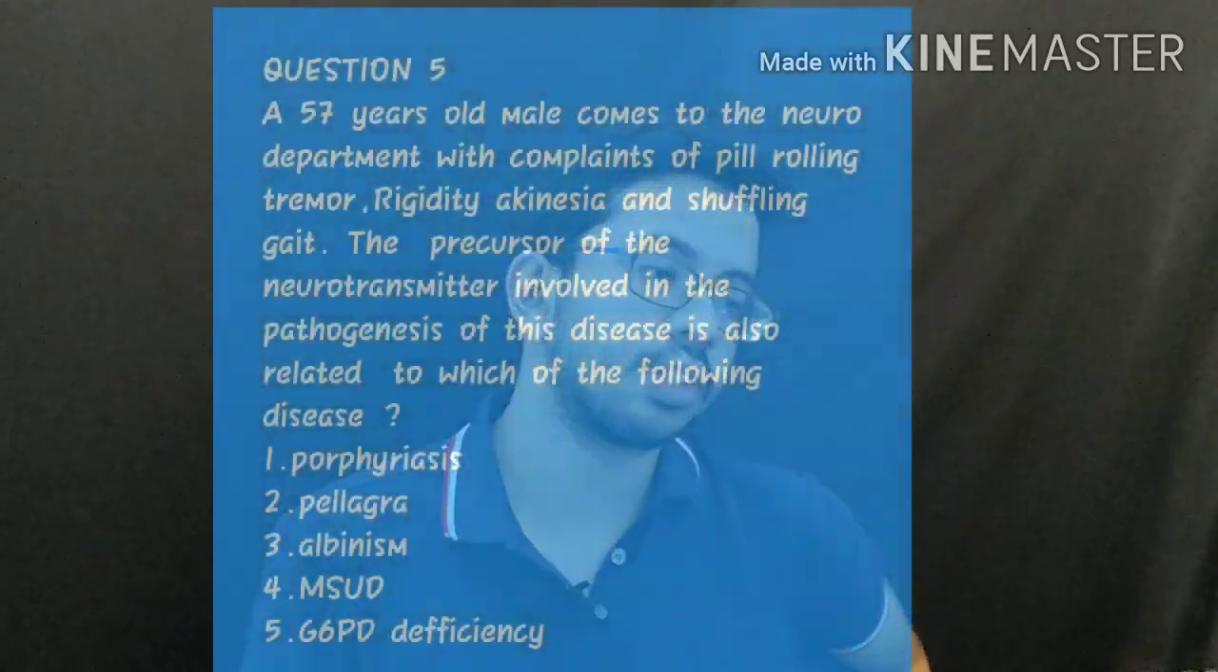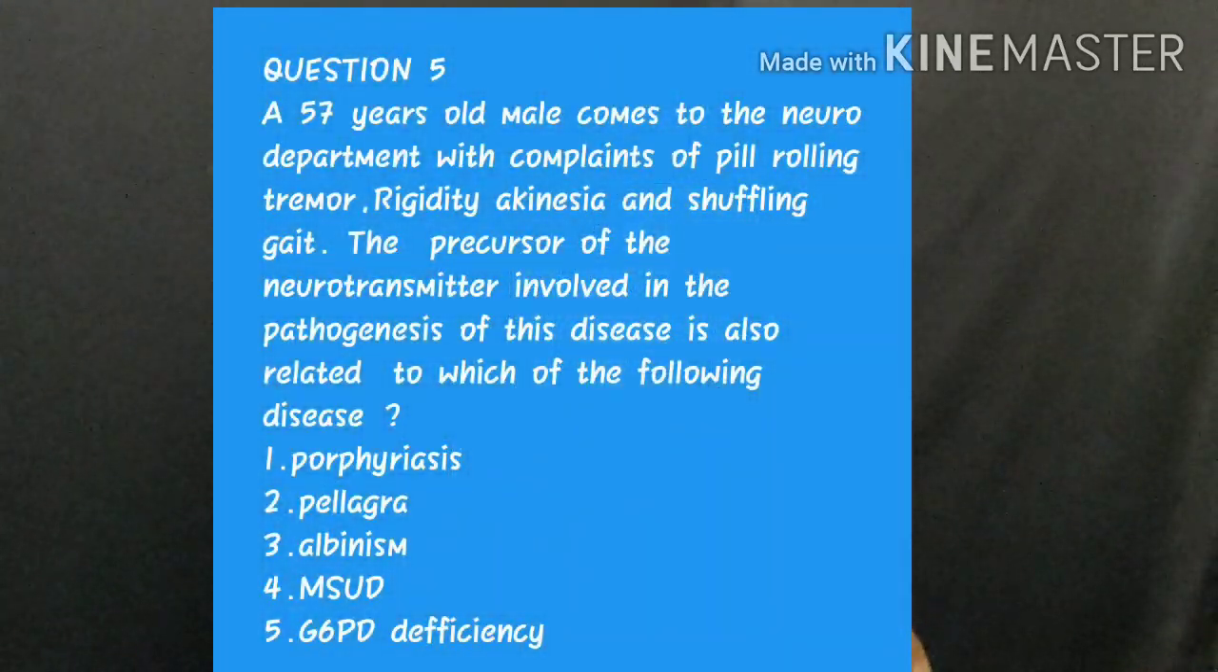So now coming to the last question, which is the only first year question. Question number 5. A 57 year old male comes to the neuro department with complaints of pill rolling tremor, rigidity, akinesia, and shuffling gait. The precursor of the neurotransmitter involved in the pathogenesis of this disease is also related to which of the following other diseases? First of all, this is a combined physiology and biochemistry, or integrated, question.